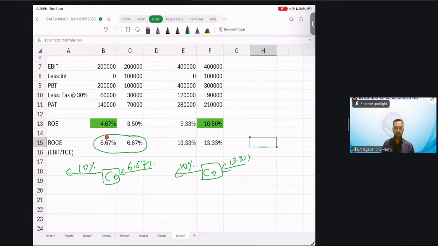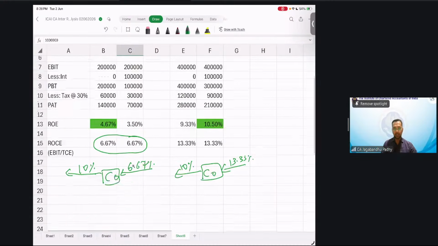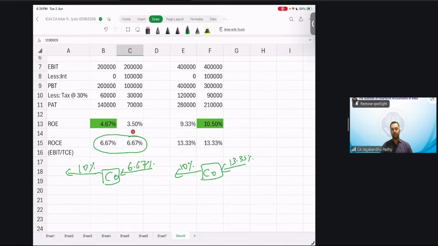Therefore, the equity shareholders in the company where they have a higher amount of debt are getting a lower return as compared to the other case. But in the second case, we are earning 13.33% and we have promised 10%. So 3.33% is the extra surplus that we have, and that contributes to increasing the return on equity.